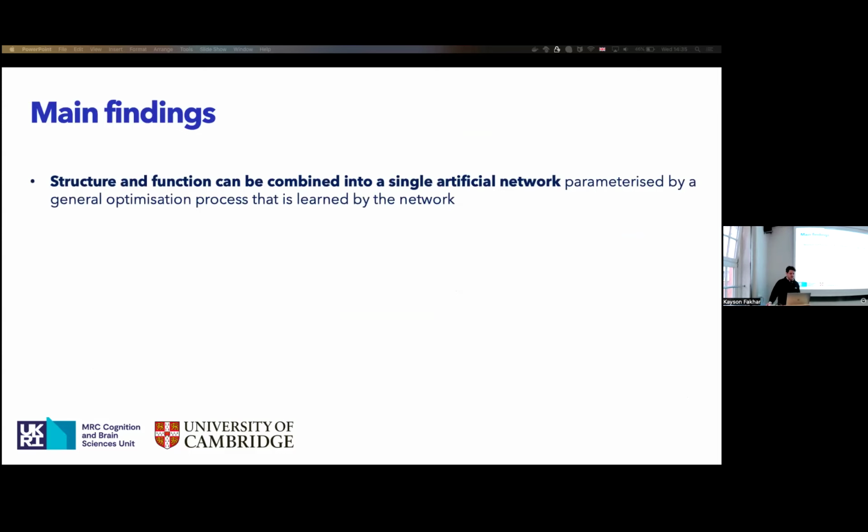So just the main findings so far. Structure and function can be combined into a single model. And I think this is one way that you can do it. You could do it through evolutionary algorithms. You could also do it through supervised learning, like what we did here. And I think it's a neat way of doing it.